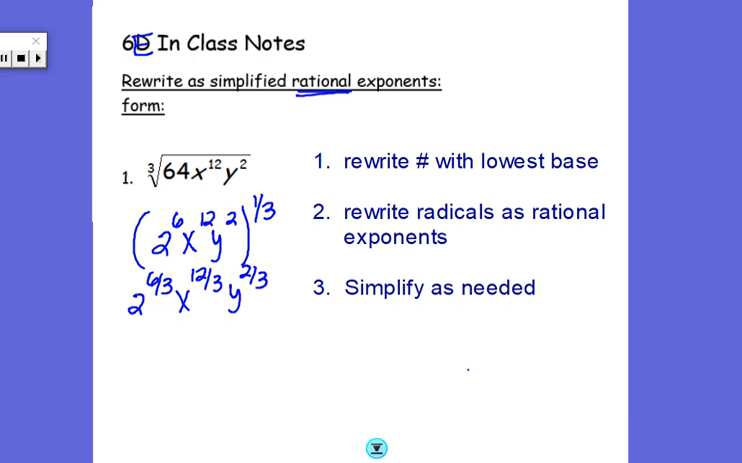Now we're going to simplify the fractions that we can, and because our direction said to leave it as rational exponents, I'm going to leave it with fractional exponents. I'm not going to change it back to a radical. So 6/3 reduces to 2, 12/3 reduces to 4, and 2/3 is reduced. So my final answer in this case, 2 squared is 4, x to the 4th, y to the 2/3 is my simplified answer.